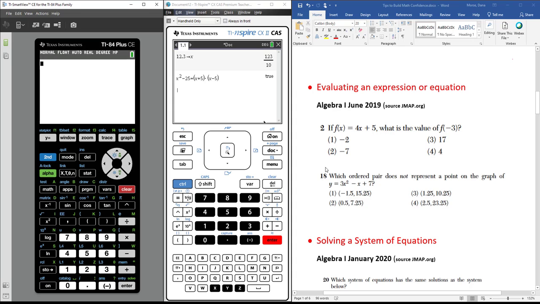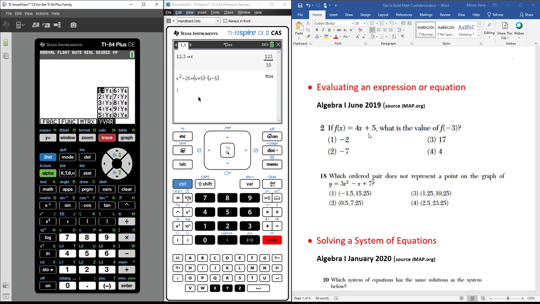Evaluating an expression or equation. So you're given from the Algebra 1 June 2019, here's f of x, evaluate f of negative 3. Cool feature on the 84. How I like to approach this, I go to my y editor, my y1, and put in something like 4x plus 5, and I quit out of here. I know many of you say, just go to the table and look it up. Cool stuff here. Alpha trace. It's a shortcut for your y functions.